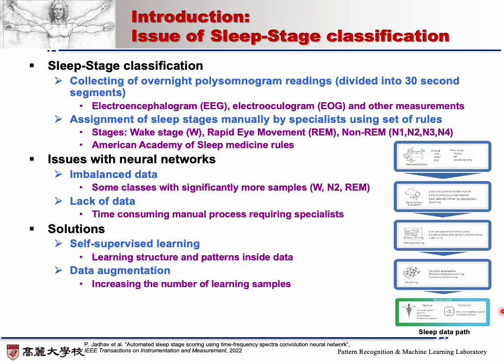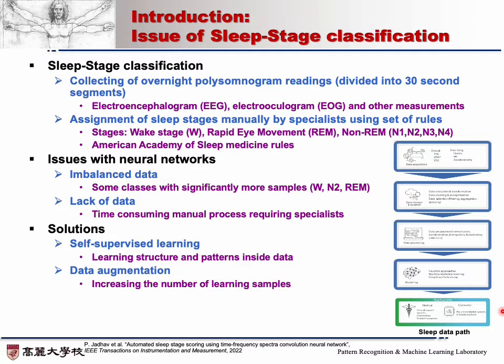First, the data is very imbalanced. For example, wake stage, or W, and N2 stage, or non-rapid eye movement second stage, and rapid eye movement stage data have much more samples than other stages. Thus, even high accuracy doesn't mean good classification in sleep stage classification. That is why in sleep staging, the F1 metric is used more often.